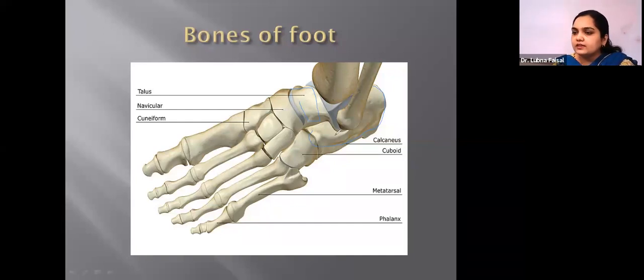In the proximal row we have the calcaneum and the talus, and in the distal row we have the cuboid, cuneiform and the navicular. This is the navicular, this is the single cuboid, but the cuneiforms are further three in number. These are the medial cuneiform, intermediate cuneiform and the lateral cuneiform. I'm repeating again: bones of foot, calcaneum, talus, navicular, cuboid, cuneiform, medial, intermediate, lateral.